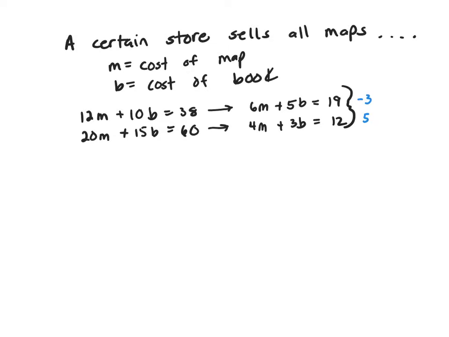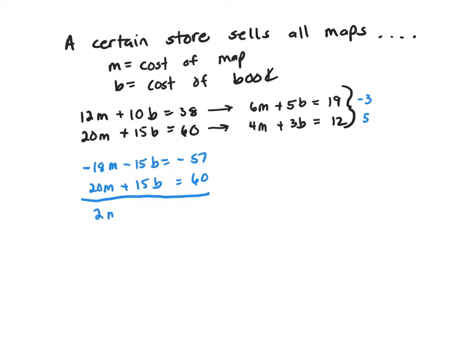Now watch when I do that. I get negative 18m minus 15b equals negative 57. And then multiply the bottom by 5. So I kind of wasted a little bit of time there. 20m plus 15b equals 60. And if you add these together, the b's fall out, and you get 2m equals 3. So m equals 3 over 2, which is the same thing as $1.50. That's the cost of a map.